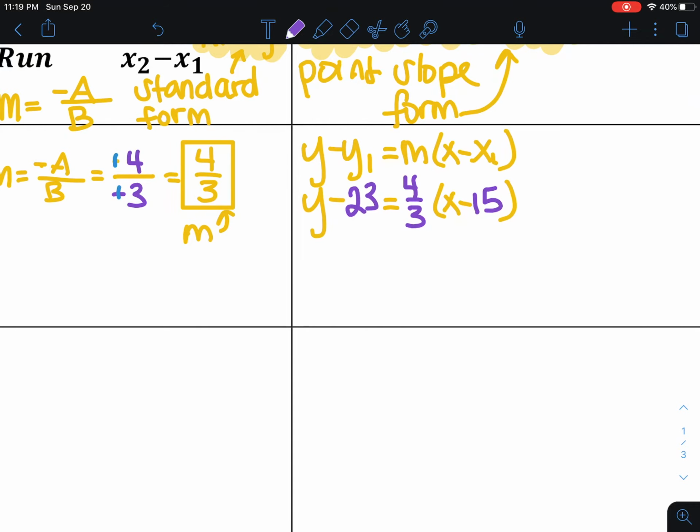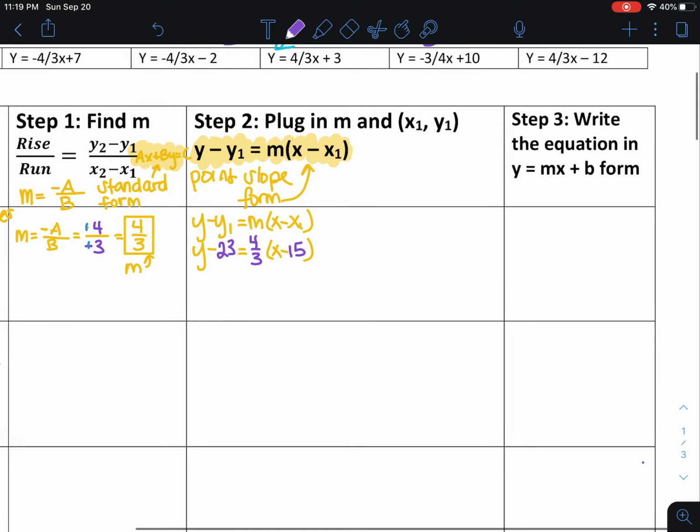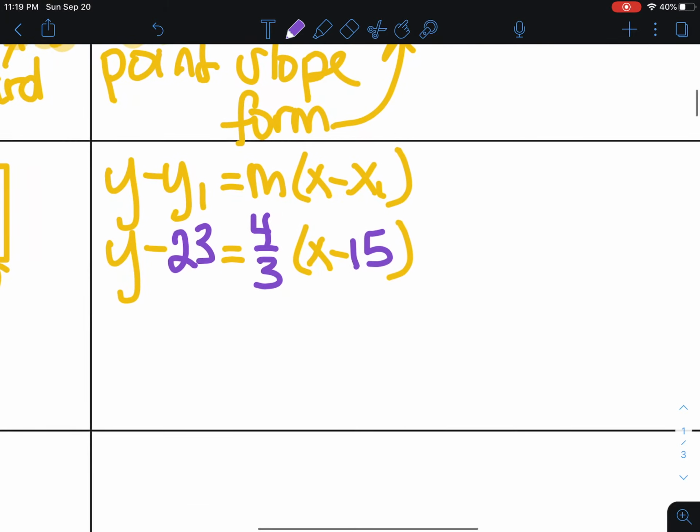Okay, cool. So now pretty much done with step 2. Great. Let me go ahead and look at step 3. Write the equation in y equals mx plus b form. So I gotta get y by itself. Ugh. All right, let me go ahead and do that. And I'm gonna do that over here because there's more space.